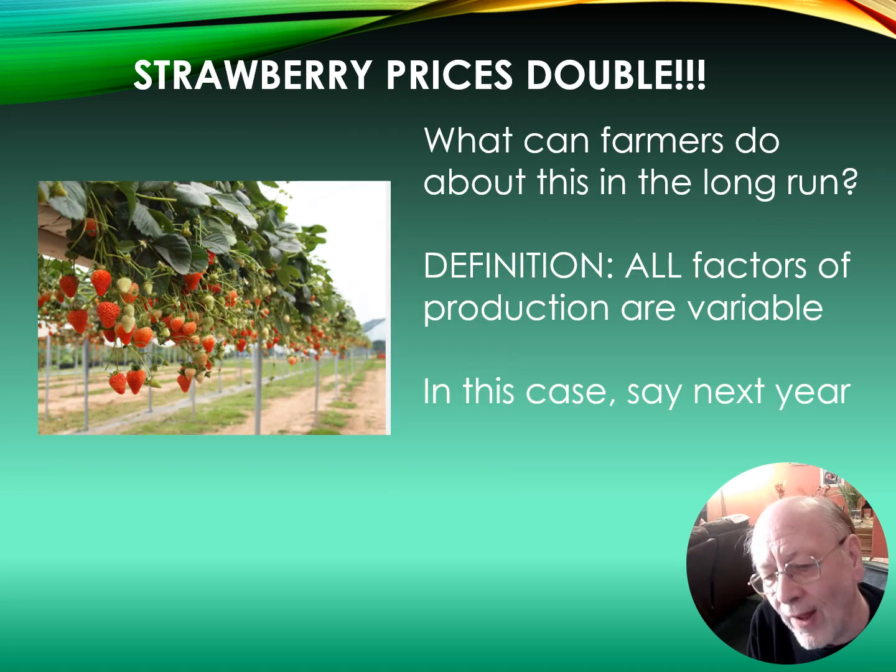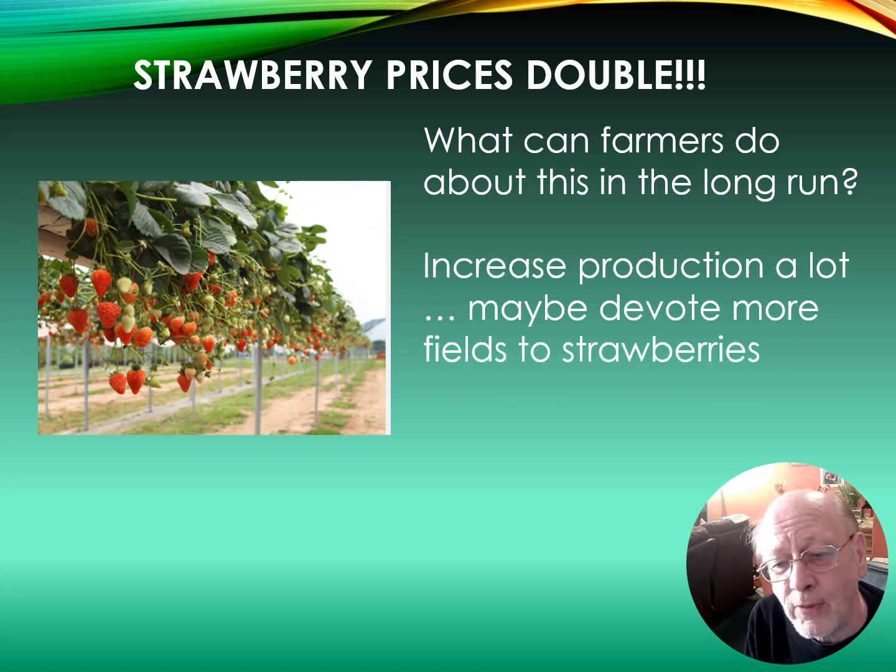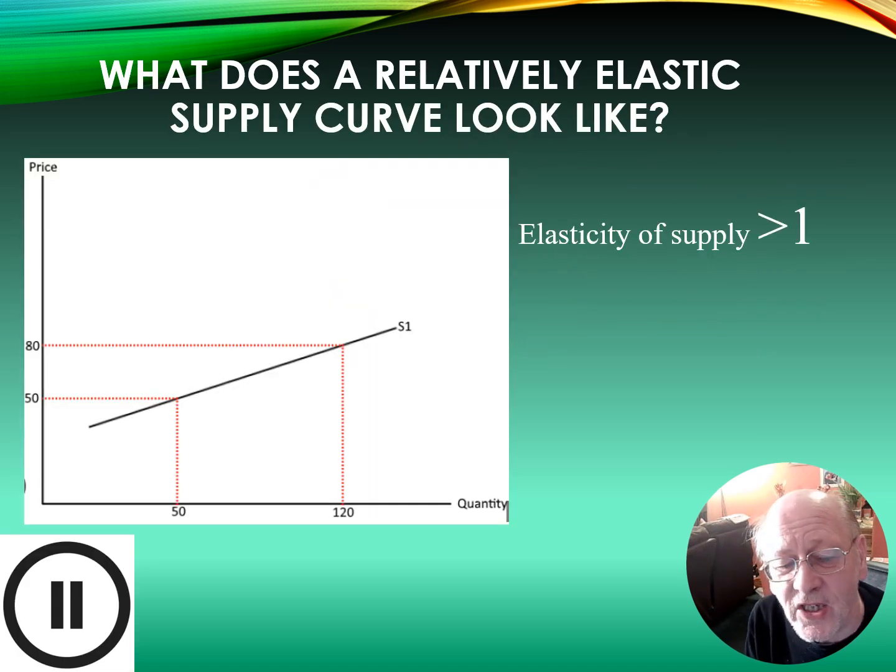Well, what about in the long run? Well, in the long run, all factors of production are variable. So we could potentially buy up some fields from the farm next door. We could almost certainly plant more of our fields with strawberries, our fields that are currently being used for other things. So in the long run, we're going to be able to increase production by quite a lot if that strawberry price sticks at being doubled. So we're going to be able to be very responsive. And an elastic supply curve looks like this one here, relatively flat, and that's going to have a value of more than 1.